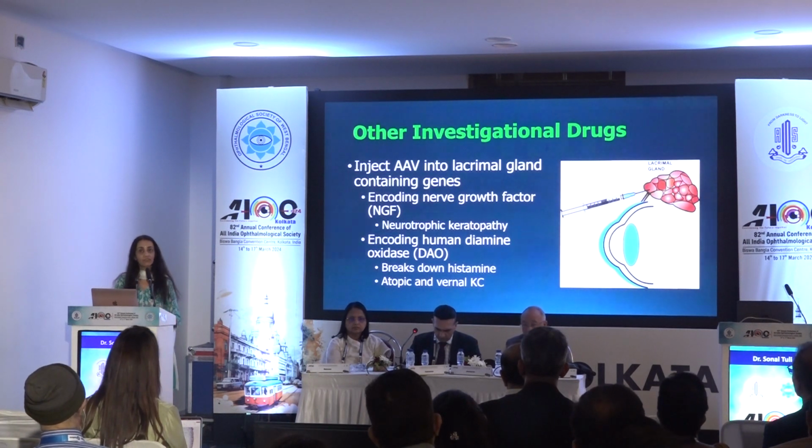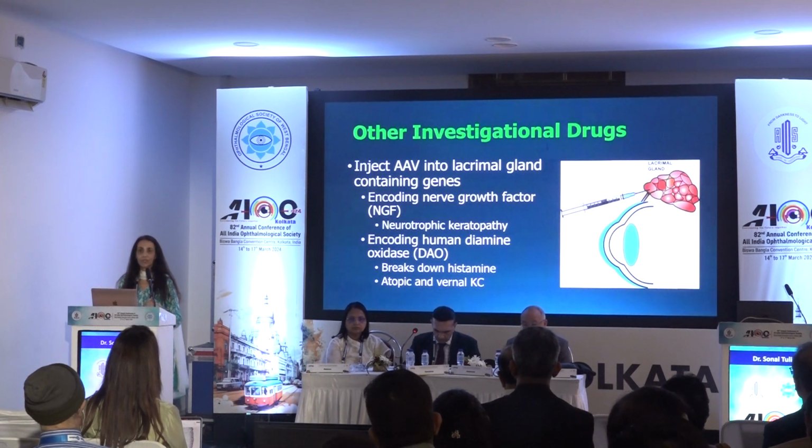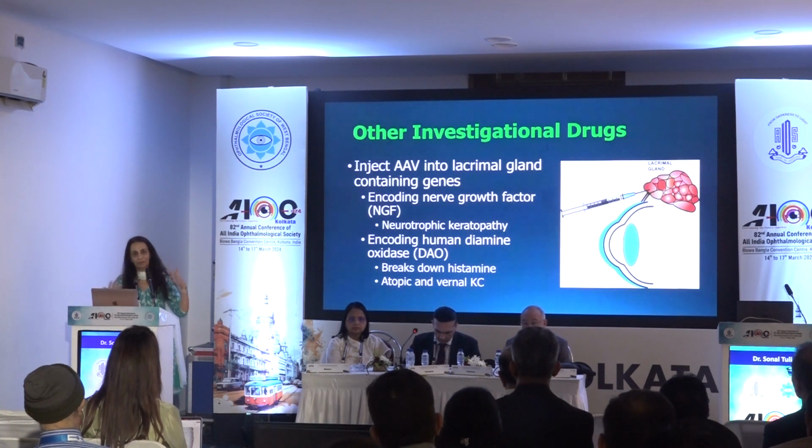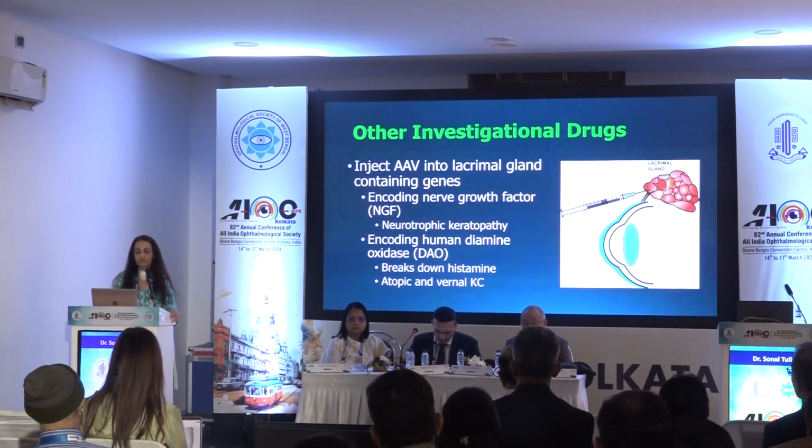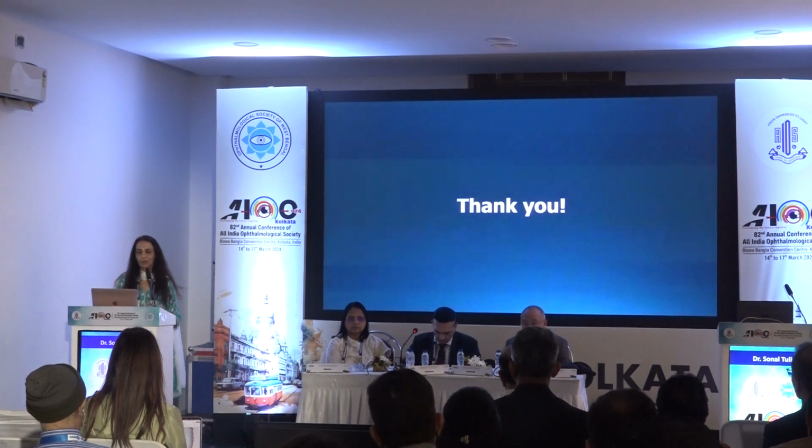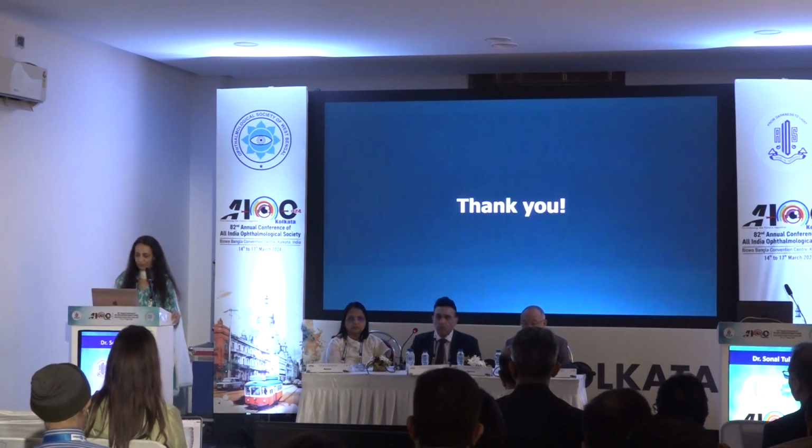There are some investigational drugs that are commercially now trying to become available, where you can inject AAV into the lacrimal gland, the thinking being that you would then make it in the tear film, and you can make nerve growth factor for patients who have neurotrophic keratitis, and maybe use some enzymes that you produce yourself that break down histamine for vernal keratitis. So very interesting work that's being done in gene therapy everywhere. Thank you.